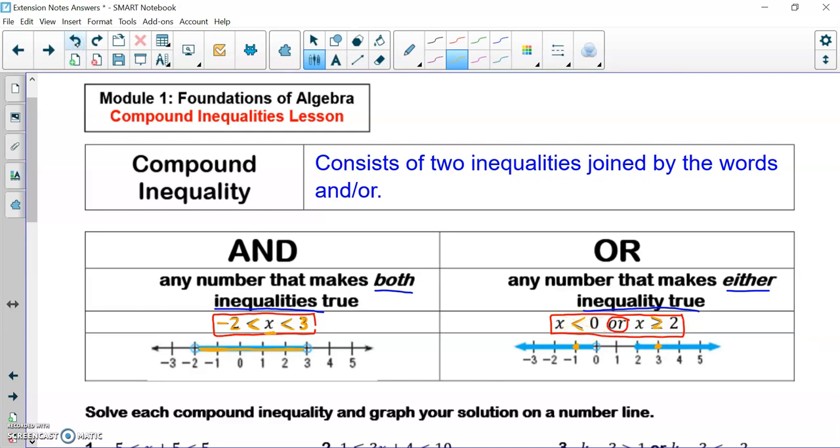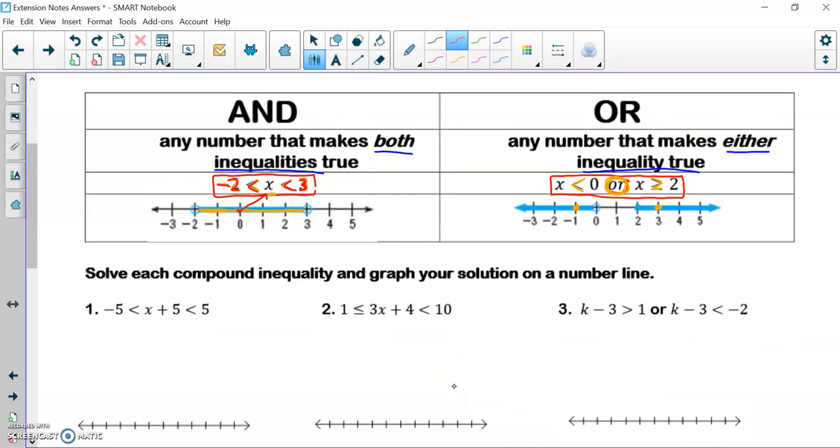But that's okay because of this word or. It must satisfy just one of the inequalities. Whereas in the and inequality, if you had the number 0, that actually satisfies both inequalities. It satisfies 0 is greater than -2 and 0 is less than 3. And the reason why it must satisfy both of the inequalities is because of that word and, which you don't see here, but this is an and compound inequality. All right, so we're going to get started.